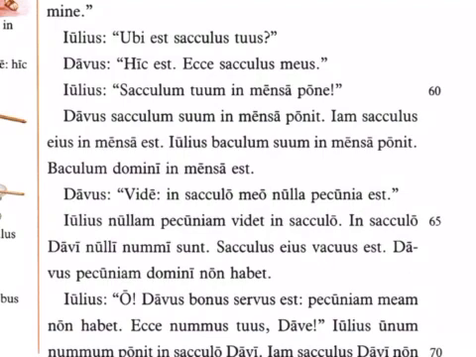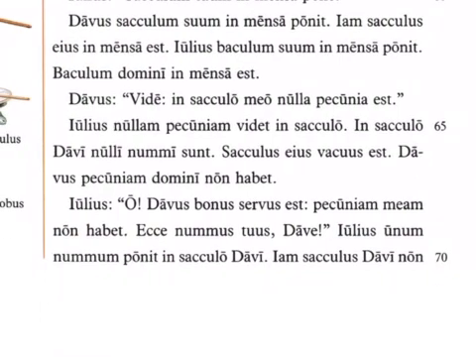Then Davus says, Vide, see, in saculo meo nulla pecunia est. In my pouch there is no money. Julius nullam pecuniam videt in saculo. Julius sees no money in the pouch. In saculo Davi nulli numi sunt. In Davus's pouch there are no coins. Saculus eius vacuus est. His pouch is empty. Davus pecuniam domini non habet. Davus does not have his master's money. Now notice domini is the possessive case, that genitive case we talked about earlier.